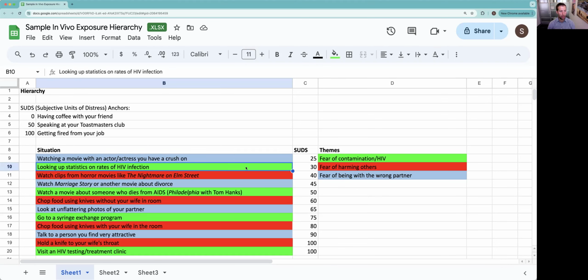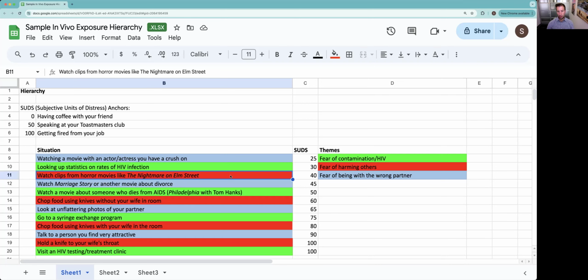Next up, we have the 30 level of SUDS, looking up statistics on rates of HIV infection to confront that theme related to fear of contamination and HIV. And so, these first two, 25, 30, it's a little bit of distress, but likely something someone's going to be able to do, and often actually is helpful early in exposure therapy and ERP specifically, to find just ones that you can build confidence on. That, yeah, okay, this is a little bit of distress, but I can build a little bit of momentum here to help face some of the ones further up on the hierarchy.